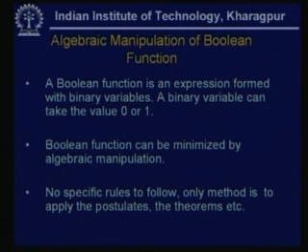Though we have read the postulates and the theorems, when we minimize a Boolean expression we do algebraic manipulation using the postulates and the theorems, but this is a cut and try method. There are no specific rules about which one will be followed when. So, this we will see next.